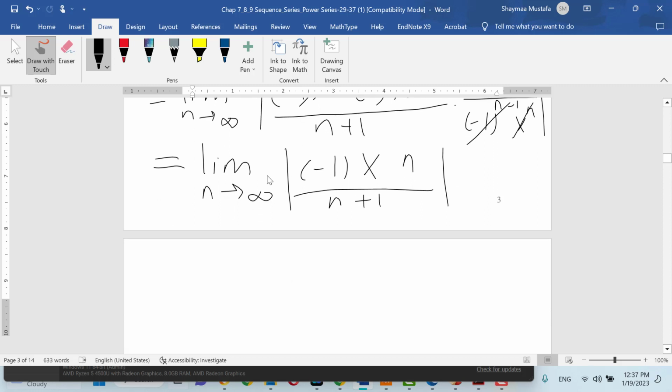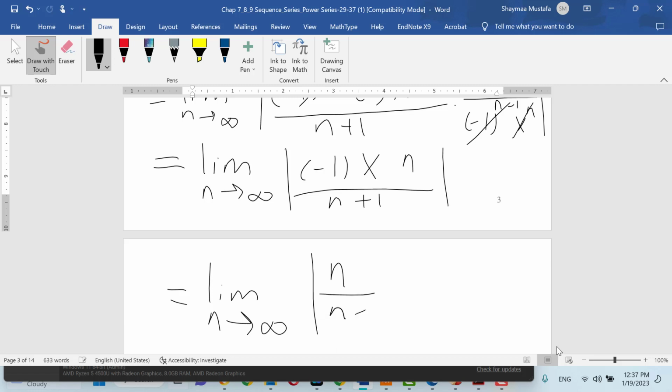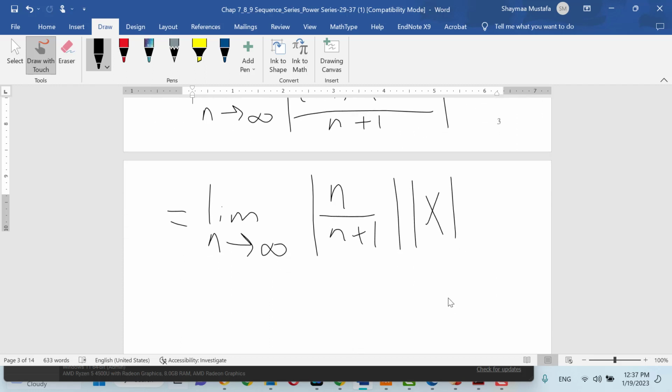Minus will be cancelled with the absolute value. So this will be equal to the limit when n goes to infinity of n over n plus 1 times the absolute value of x.